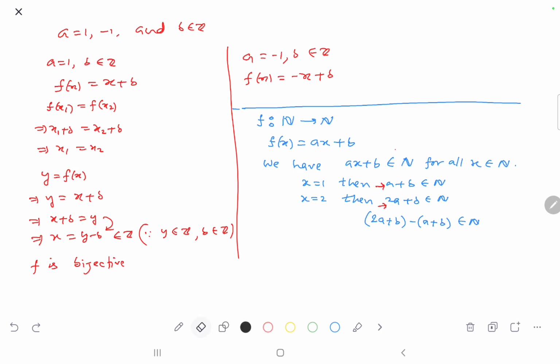Let me tell you this way. Up to this is okay. Why did you do the minus? I'm not allowing the minus because on the set N we cannot allow the minus sign. But we're doing it the clever way. See, 2a plus b is a natural number, which implies a plus b plus a is a natural number.